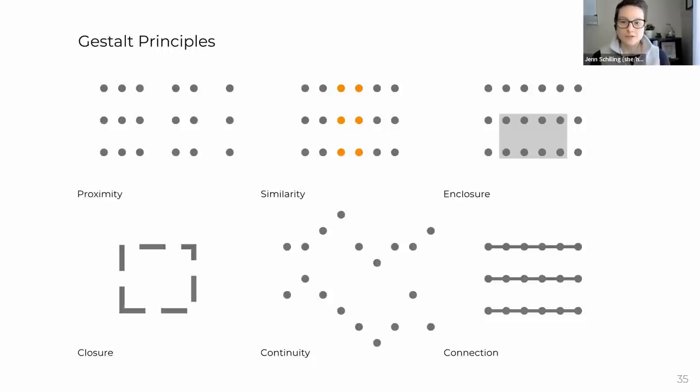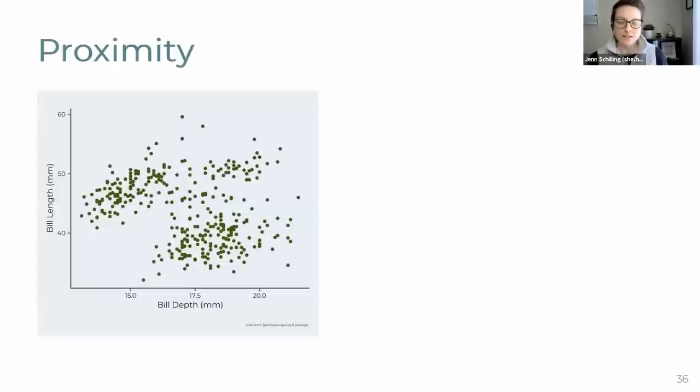All right, so we're going to start with proximity. And again, these Gestalt principles are all about how we group things together. So for proximity, elements that are close together are thought of as belonging to a group. We can use this when we create a table by adding more space between rows to help the viewer easily associate a row of data. It also applies in scatter plots because we're naturally going to find groupings of data that are close together.